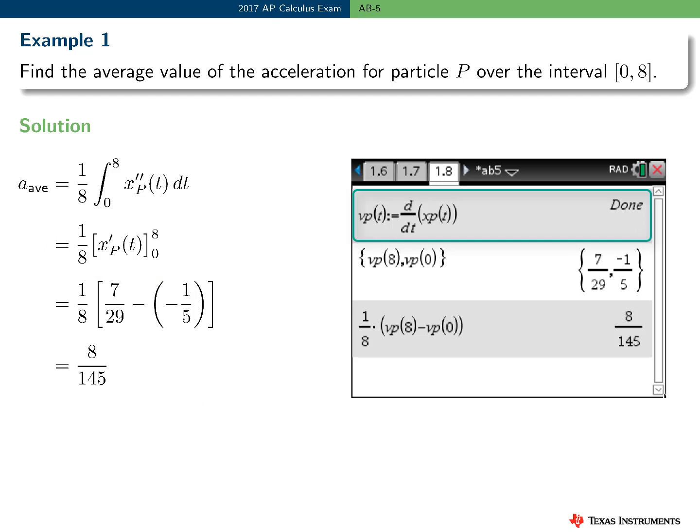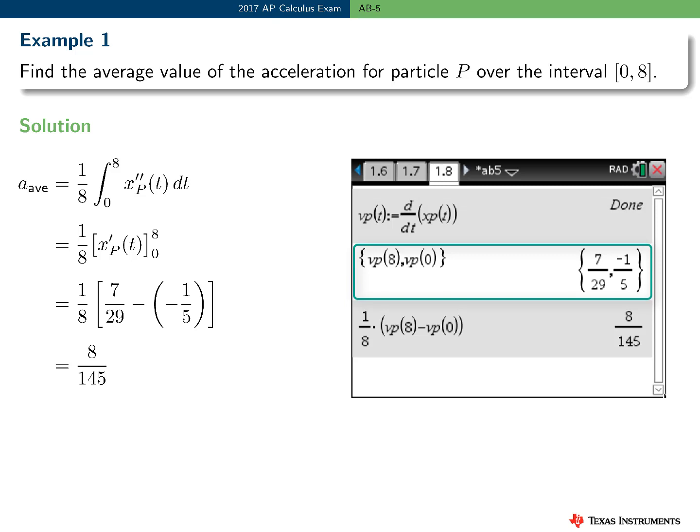Using technology, I first defined the velocity function and then verified the value of this function at 0 and 8. And the average value is just 1/8 times v sub p of 8 minus v sub p of 0.